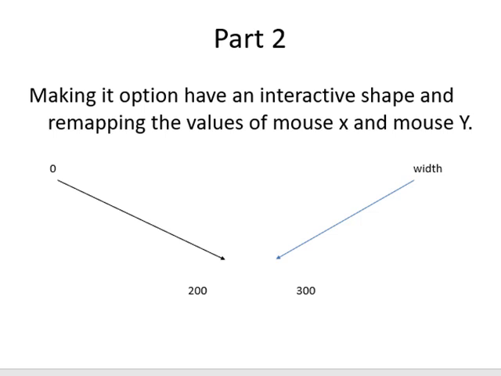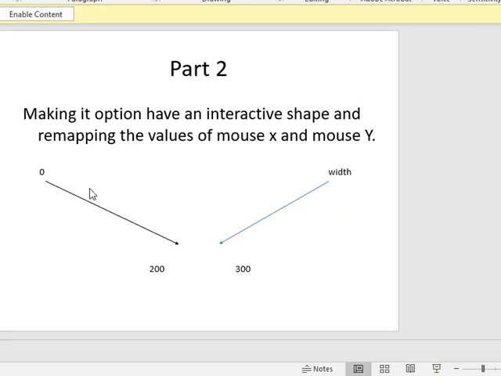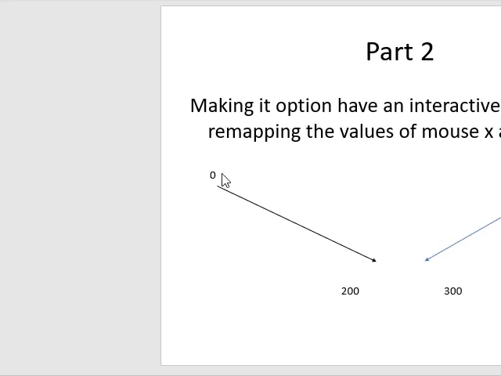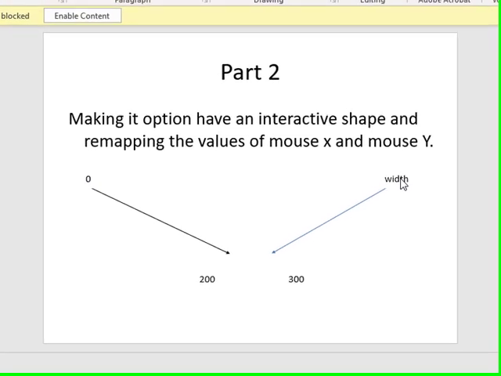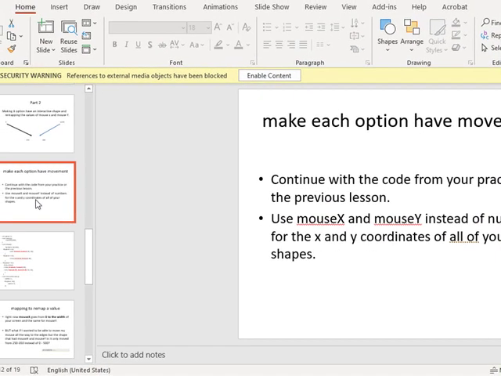So in this part, we're going to make things interactive, which we've already done before, and then talk about how you can remap the values of mouse X and mouse Y. We're going to talk about how to change the values of mouse X from 0 to width to instead 200 to 300. So when I'm over here, the value is 200, and when I'm over here, the value is 300, for example.